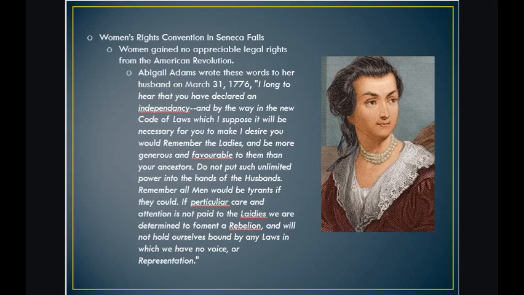These are strong words that Abigail wrote, but unfortunately, as I said, her husband and the delegates did not listen, and they paid no attention to the ladies. They still were completely held by their husband, including inability to own property.